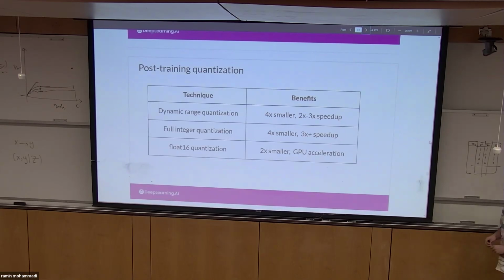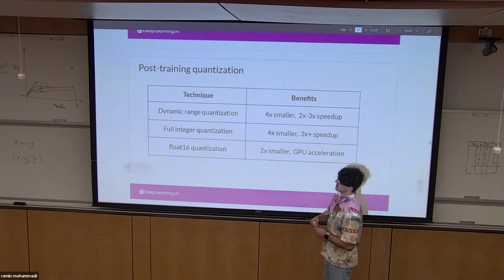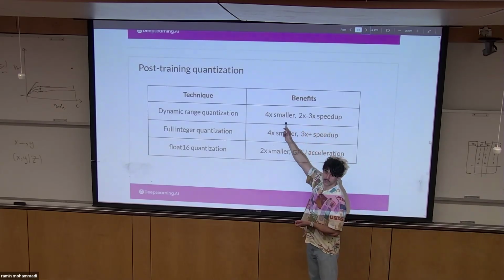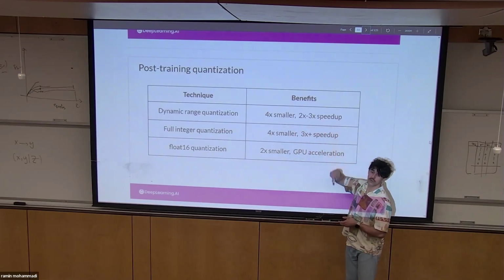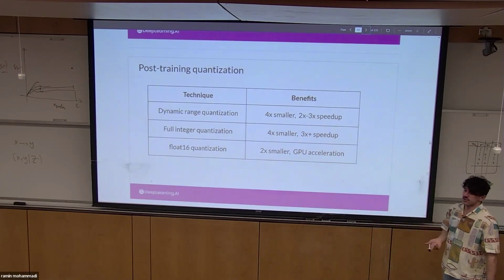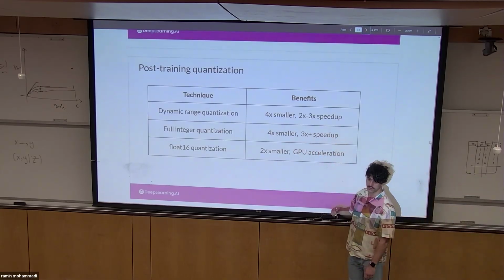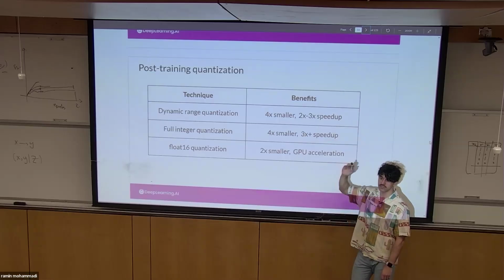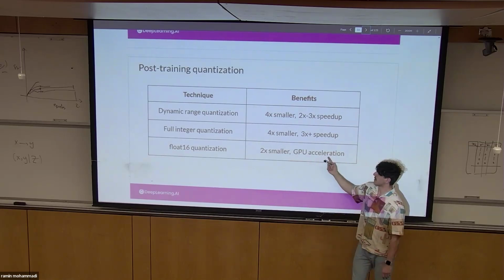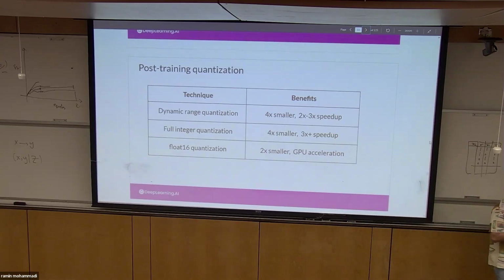For post-training quantization, there are a couple of techniques that you can apply. Dynamic range quantization is one of those. The benefit is that it normally makes the model 4 times smaller, with a 2 to 3 times speedup. If you do full integer quantization, the model is 4 times smaller, and you get a 3 times speedup. If you do float 16 quantization, that means going from float 32 or 64 to float 16, the model is 2 times smaller, and it supports the GPU.